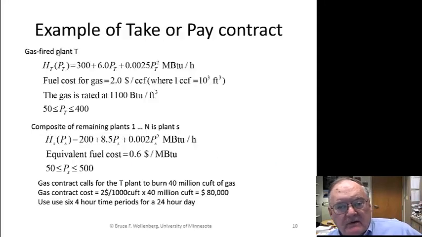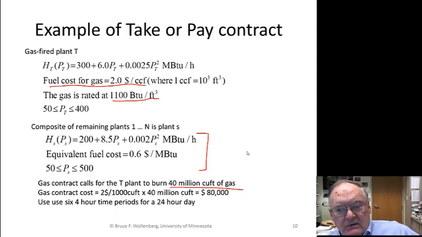So here's an example. I have a gas-fired plant. Here's the heat rate function, in MBTU per hour. The fuel cost for the gas is $2 per CCF, and CCF is 1,000 cubic feet. The gas is rated at 1,000 BTU per cubic foot. Here are the P upper and lower limits. Here's a composite curve for the remaining units. The gas contract calls us to burn 40 million cubic feet of gas. The gas contract cost, we're going to say, is $80,000.